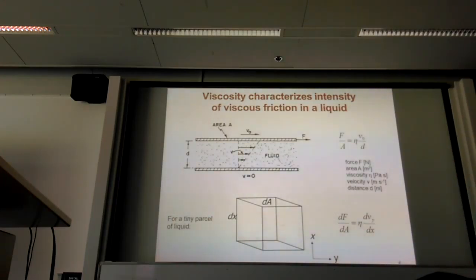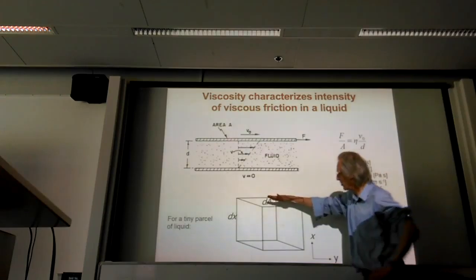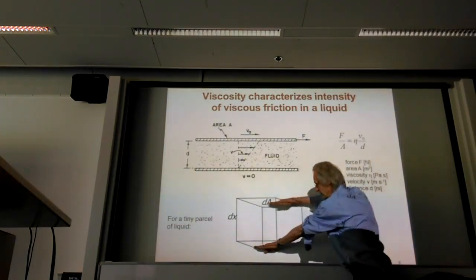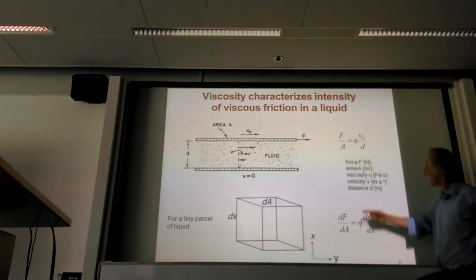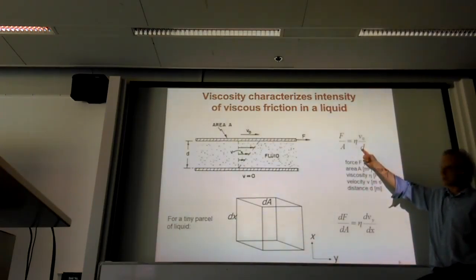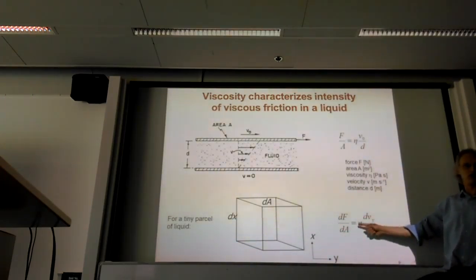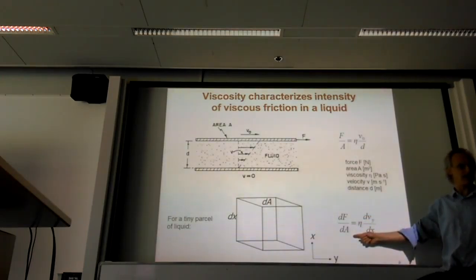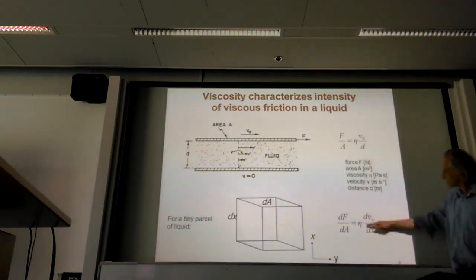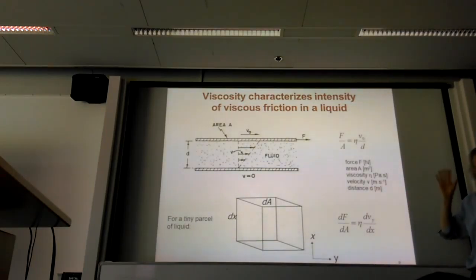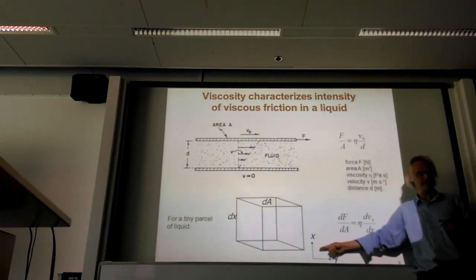Okay, now for a tiny parcel of liquid, if we move the top plate of the parcel with respect to the bottom plate, we can write down exactly the same equation, but now for the small particle. So the little force per little area, dF/dA, is our viscosity times the change. Now this is a tricky one a little bit, because if you get your head around that, you understand a lot more. What you see here is dVy/dx. So there are two dimensions there, the y dimension and the x dimension.